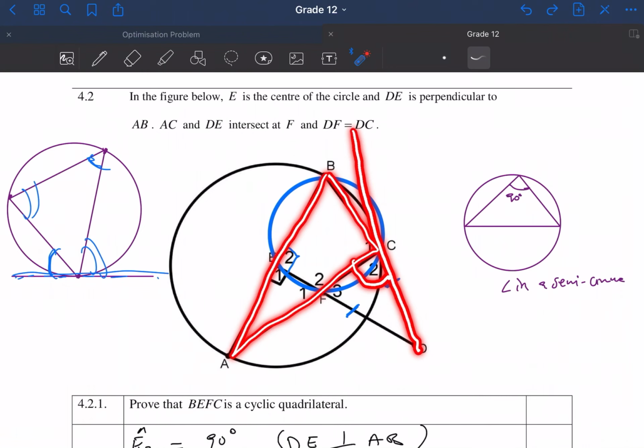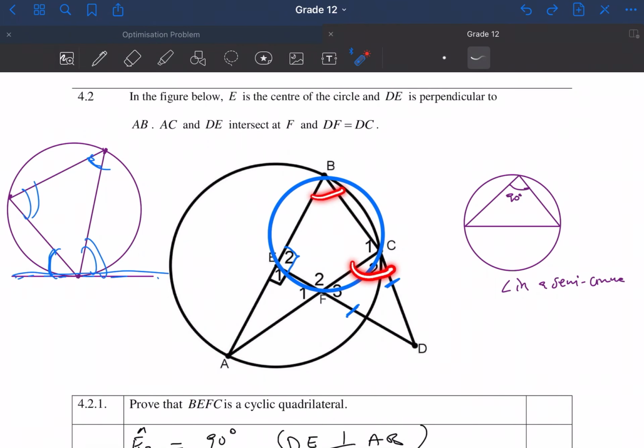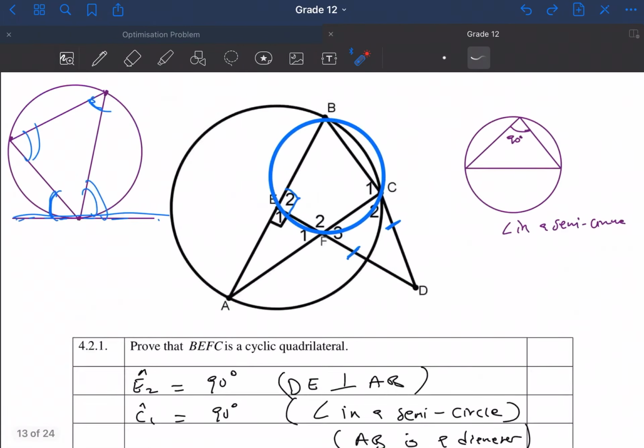An angle between a tangent and a chord is equal to this angle, which is an opposite interior angle. Therefore, we've proven that this is a tangent. Okay, that's what you need to do. So prove that C2 is equal to B. Okay, how do we do that?